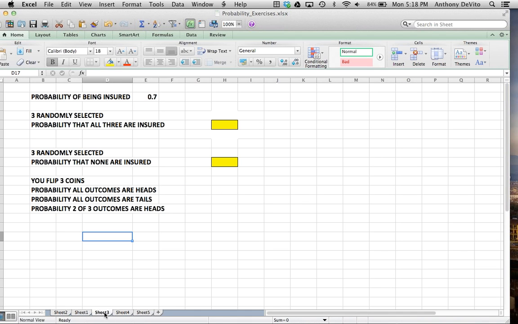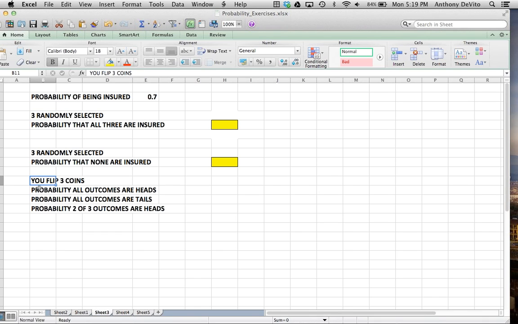Okay, so now we're going to get into some interesting stuff. Let's say that we have a population where, actually, this might be pretty close to the situation in the United States right now. Let's say 70% of this population, or proportion 0.7, is insured. What's the probability that you take three people out of the population, select them randomly, and all three of them are insured?